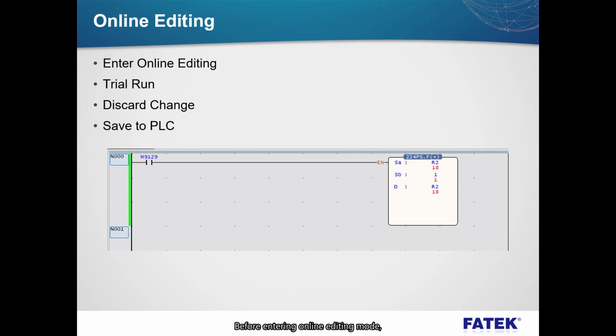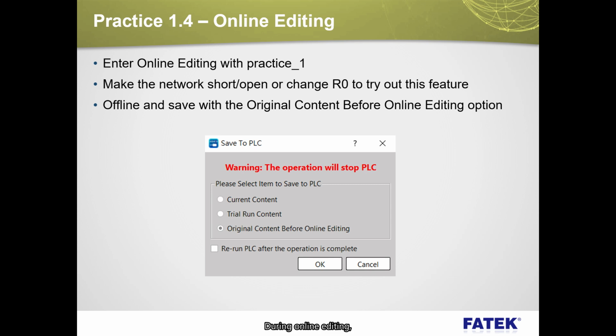Before entering online editing mode, software will check the consistency of the project between software and PLC. During online editing, one can monitor and edit the program at the same time and use trial run to test the result after completion. Also, the green line indicates parts being modified. During online editing, one can monitor and edit the program simultaneously.